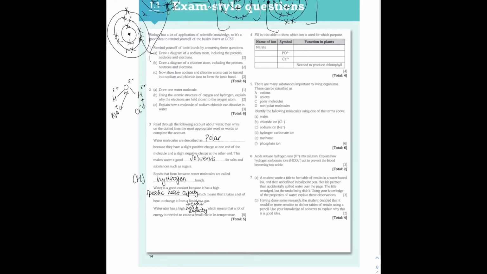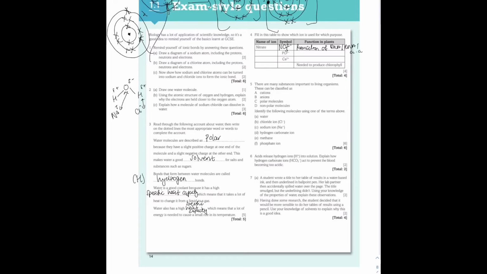Right. Fill in the table to show which ion is used for which purpose. Okay. So, again, they would have put this in the beginning of the book. So, nitrate is minus. Once again, I don't think they're going to directly ask for the symbols, that's more of a chemistry thing. And we know that's for the formation of DNA, RNA, and amino acids.